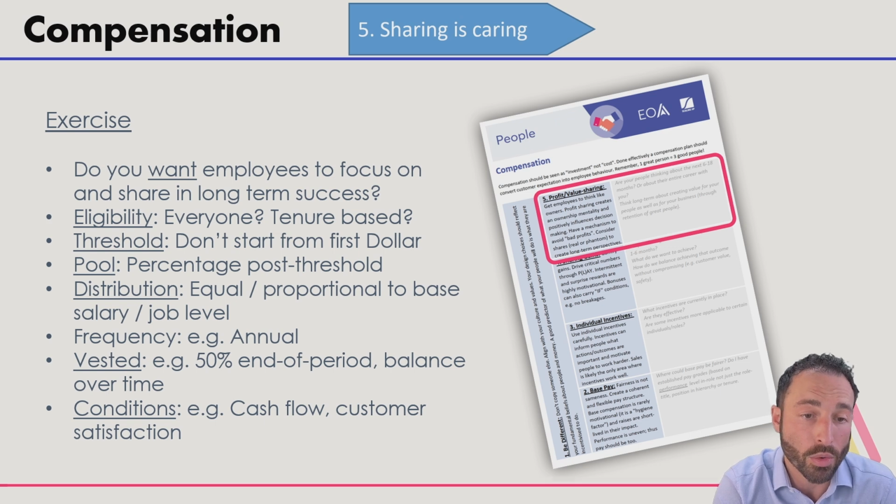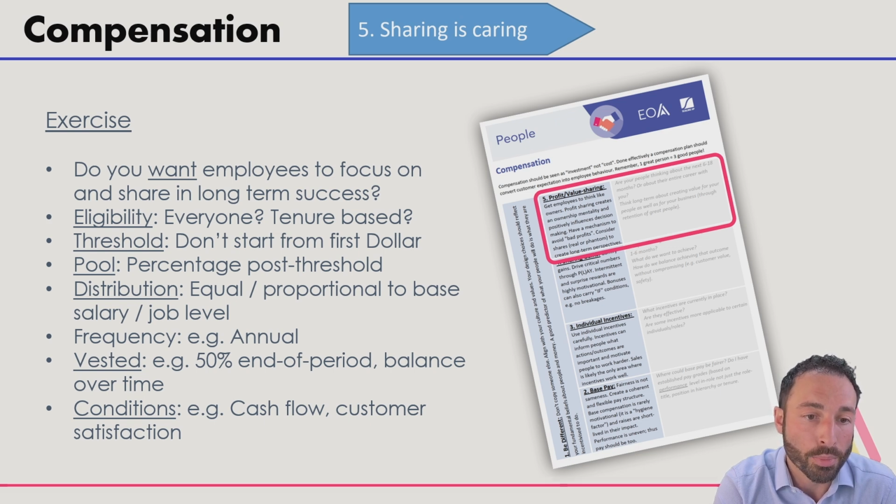Is there a threshold so that you don't start giving out profits and sharing them from the very first dollar of profit earned? Because this can often be a concern for people. What if I set this up but it becomes difficult to actually cash flow it? So setting it up in such a way that maybe we earn X percentage of profit or X dollars in profit, and then after that threshold is met, then we start distributing.